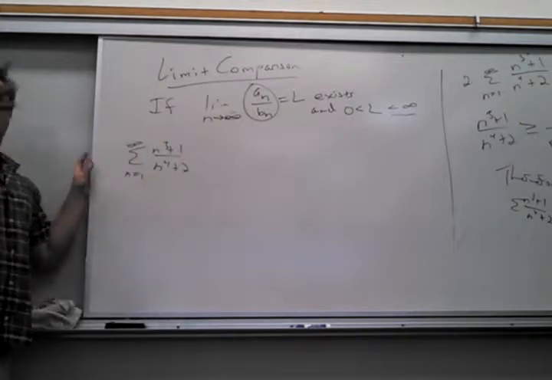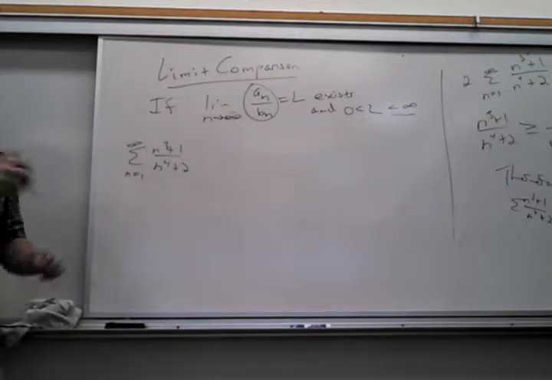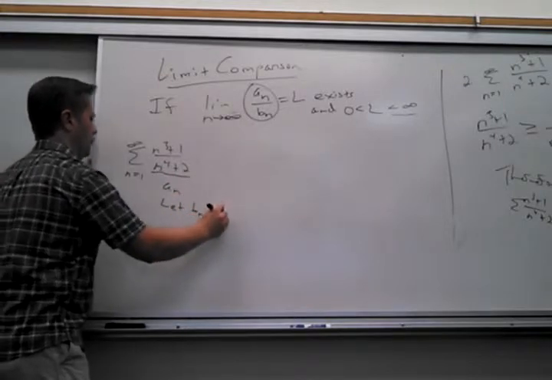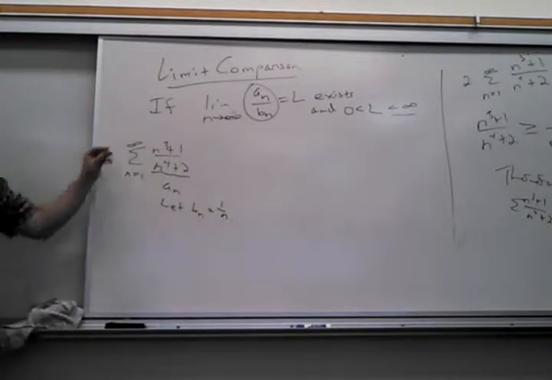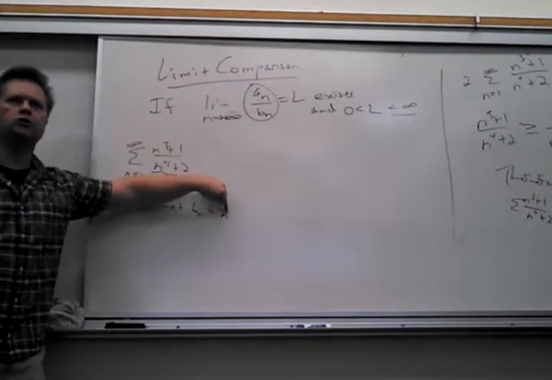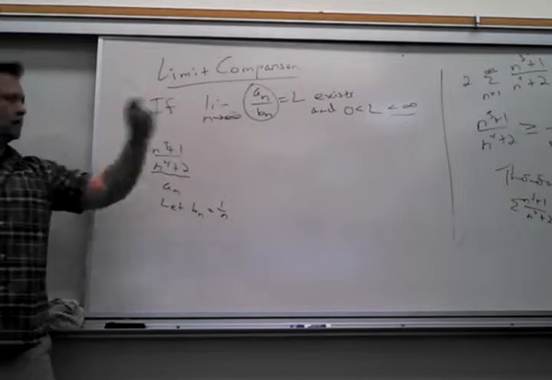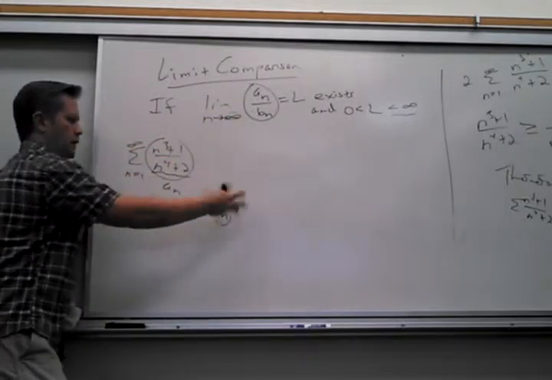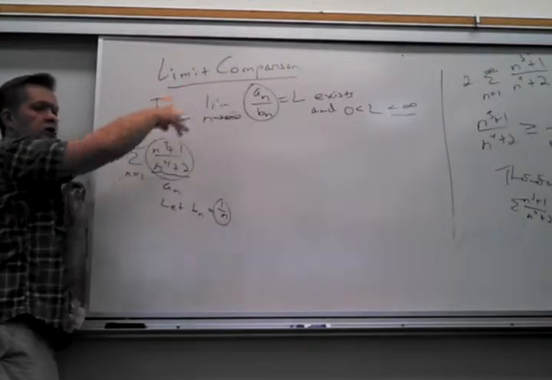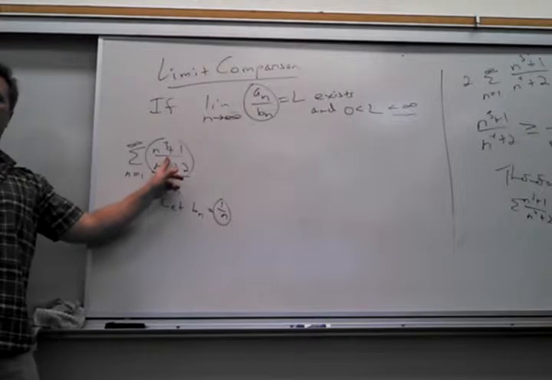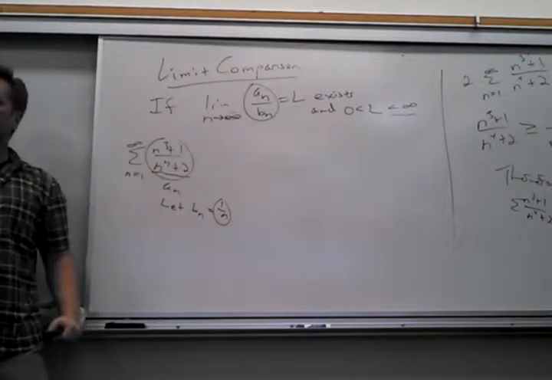What's it trying to be? Be very specific. 1 over n. So let bn be 1 over n. If I think this diverges, I want my comparison series to also diverge, but in order for this to work, it's got to be something related to this. You can't just pick anything that diverges and have the ratio tell you anything. You want this to actually be related to what this is trying to be. And you'll see why in a second.